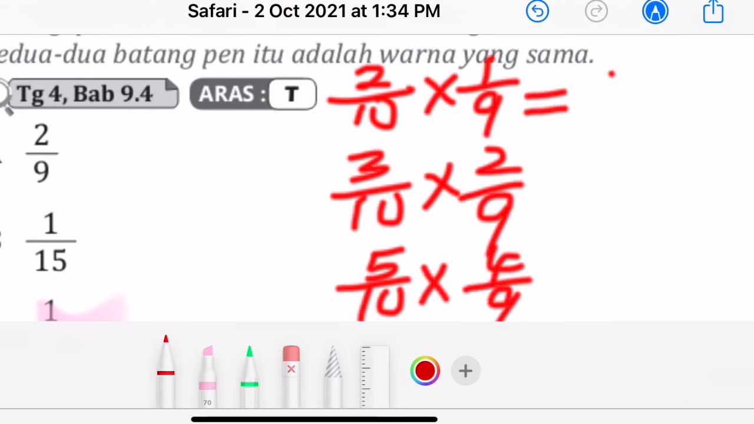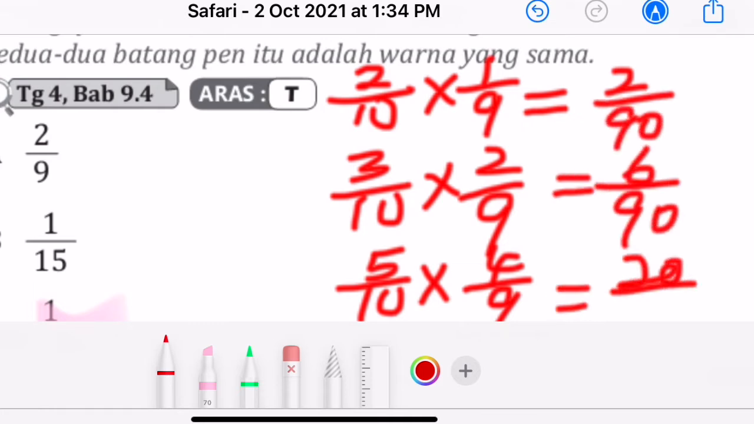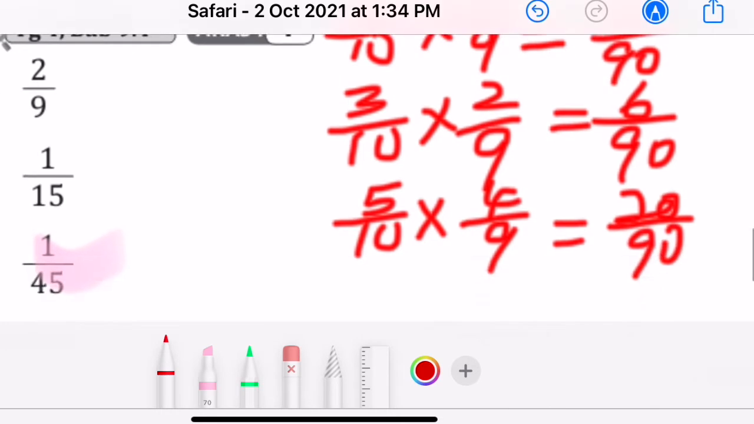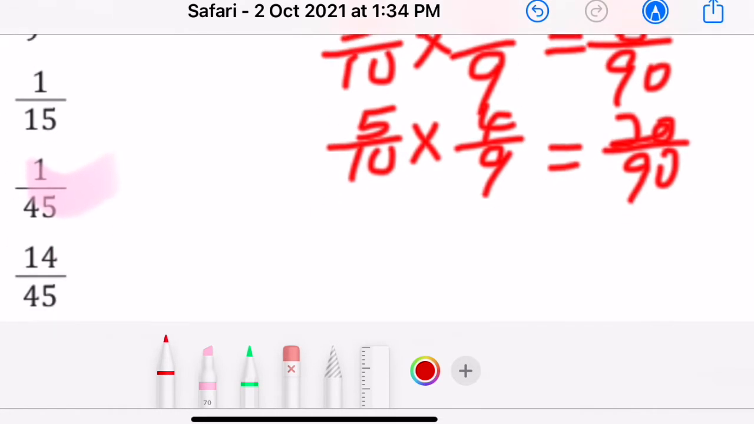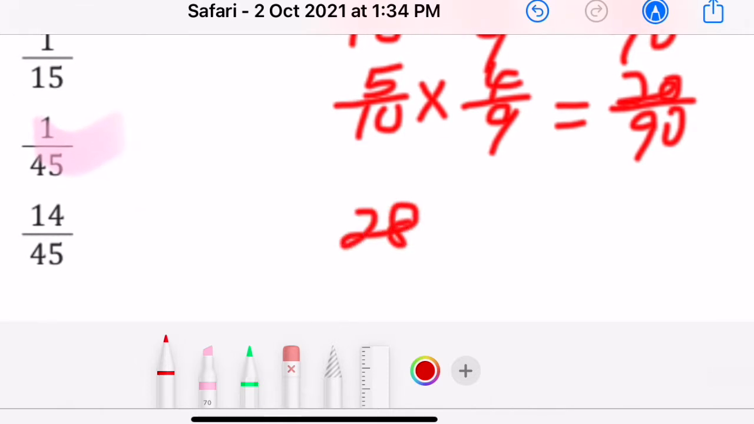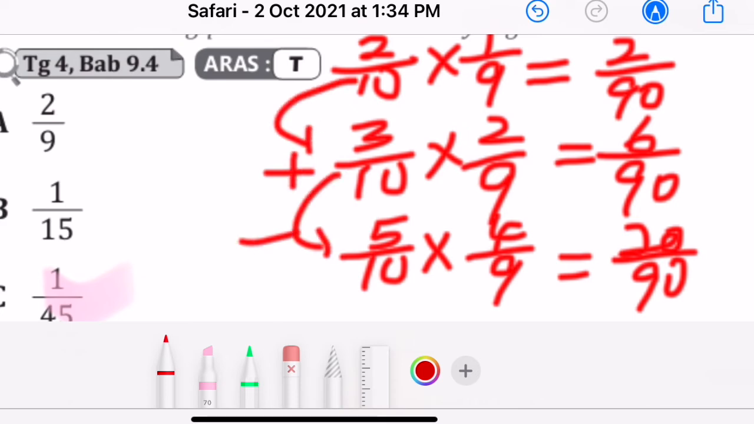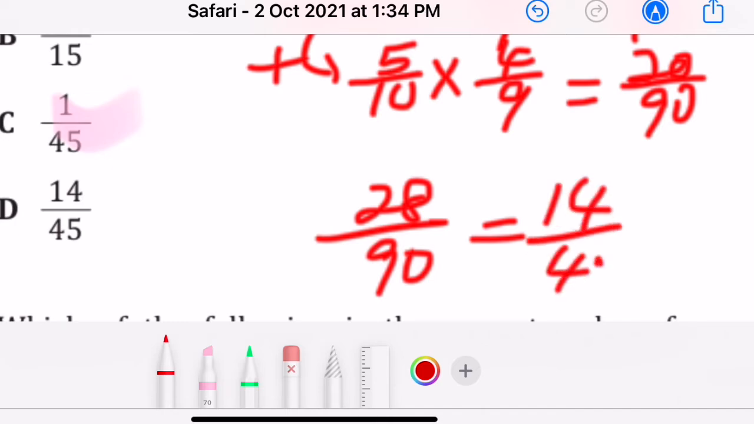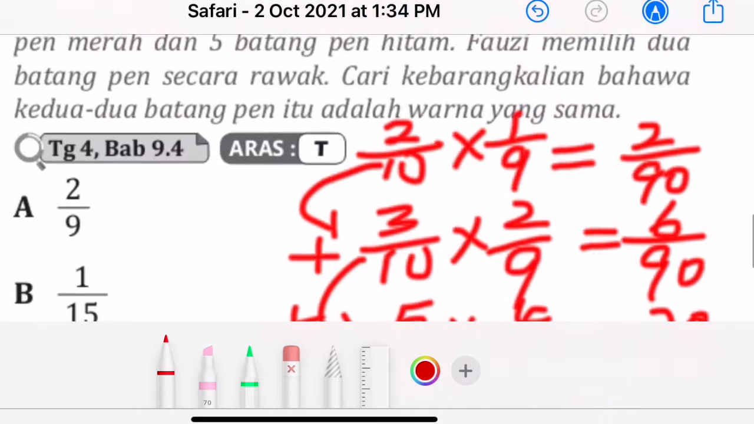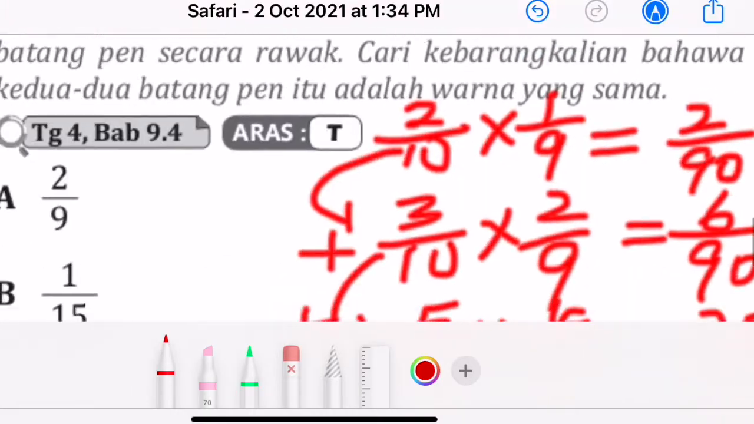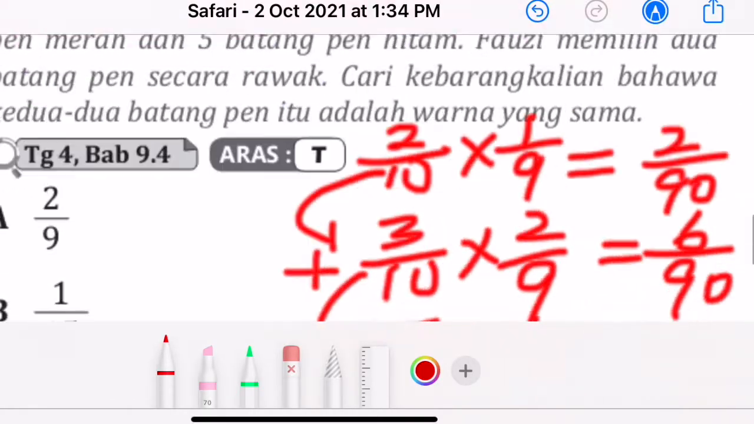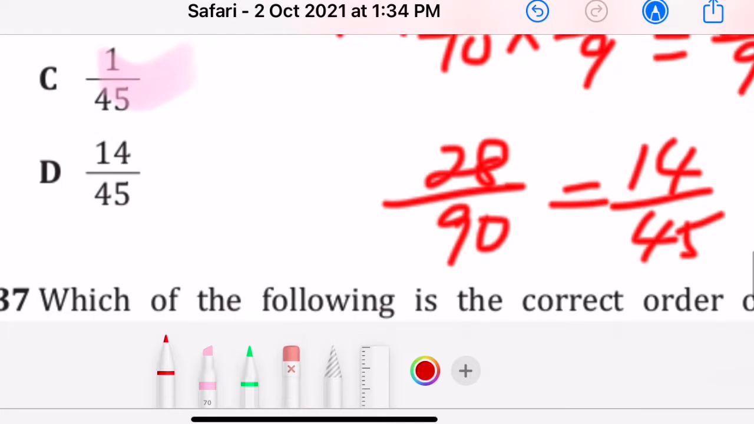So we have 2 over 90, 6 over 90, and then 20 over 90. If you add, you get 28 over 90. You add either this or this or this, because it's the same color. So our answer is 28 over 90, or 14 over 45.